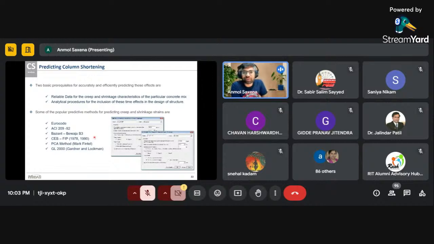Okay, but in labs, only the concrete is considered for the testing, right? But when you construct the building, there is also rebar. Due to this rebar, the creep and shrinkage effect is somewhat different. So in order to account for that, we can also go for the PCA method, which will account for the effect of the rebar in the concrete during the column shortening. So that is also a very good option.